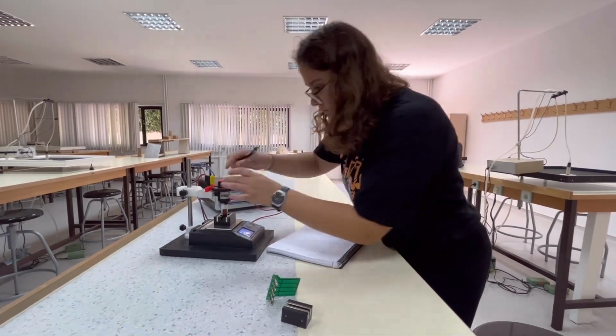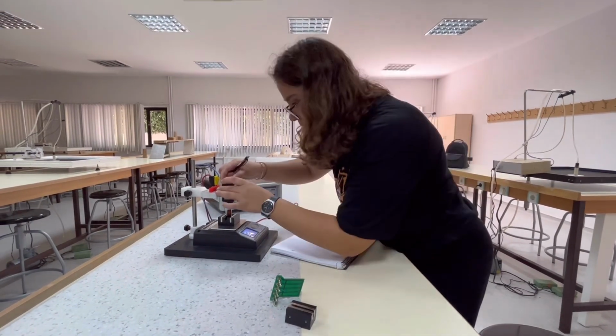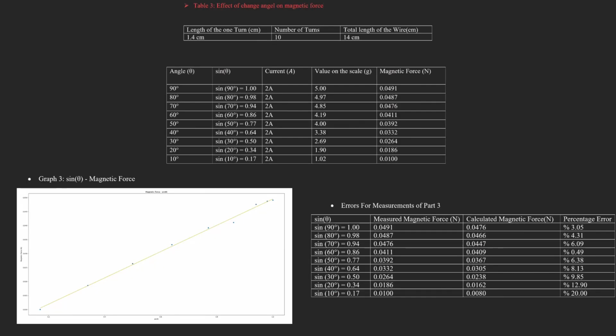In the third part of the experiment, I observed the effect of changing the angle between the wire and the magnetic field. I plot the graph of magnetic force versus sine theta. I did the same steps I did in the first two parts. Finally, I find the percentage errors, which are higher than in the first two parts.